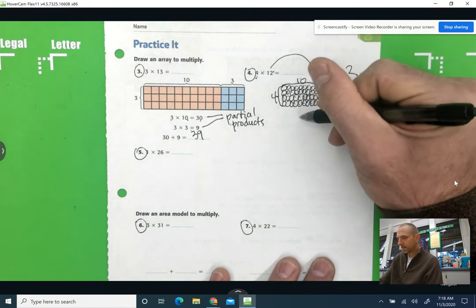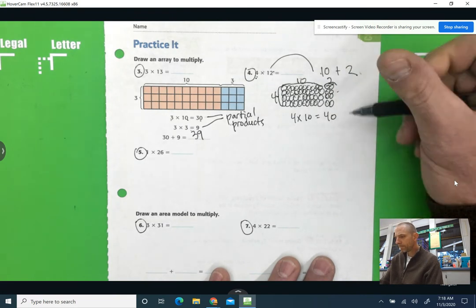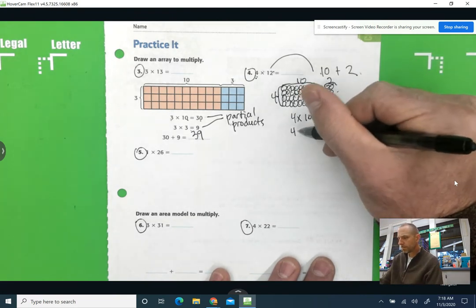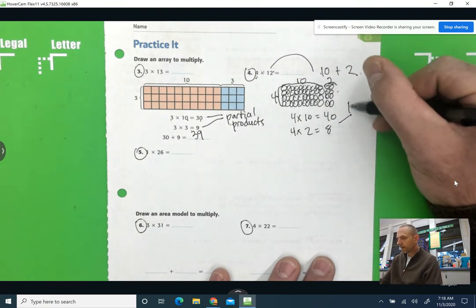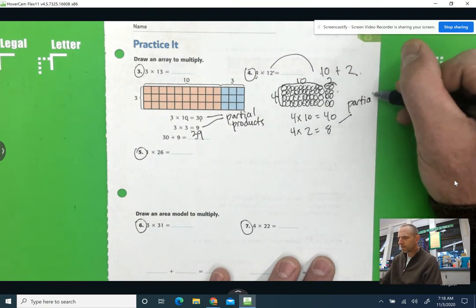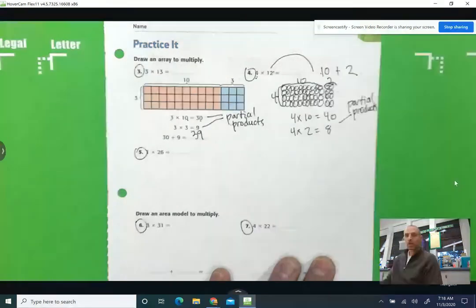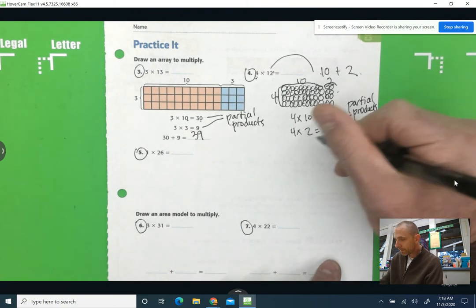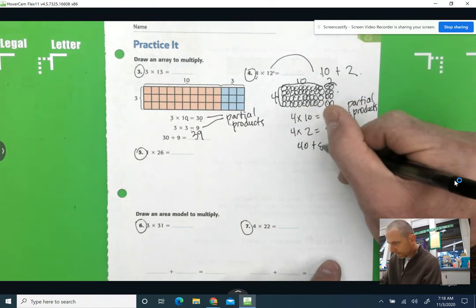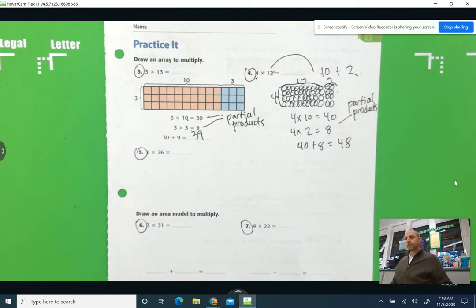So 2 different multiplication sentences tucked in here into this array. 4 times 10 is 40. And 4 times 2 is 8. These are our partial products. Okay, partial products. Then we add them together. 40 plus 8 equals, as our multiplication table says, 48. Okay. All right, let's do the same thing here.